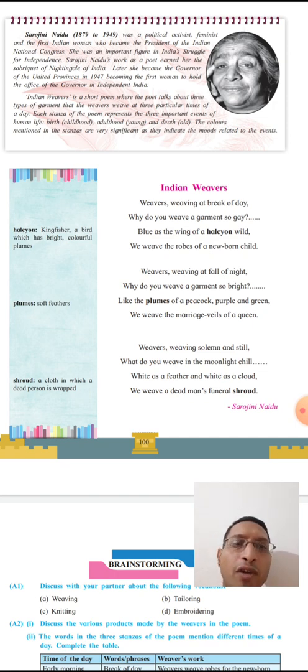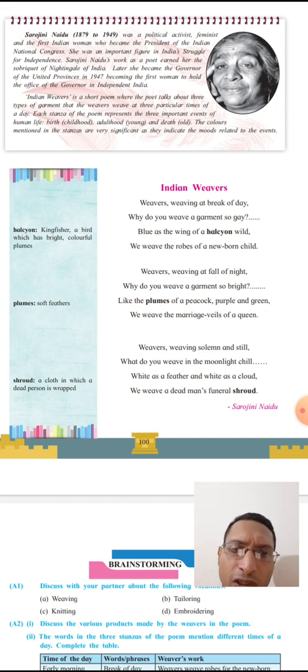Weavers weaving solemn and still. What do you weave in the moonlight chill? See this. Solemn, silent, and still means unmovable. What do you weave in the moonlight chill? So, when a human being just reaches old age, that man or woman becomes very silent and still. They cannot move much. Their hair becomes gray, and their motions or movements get restricted.